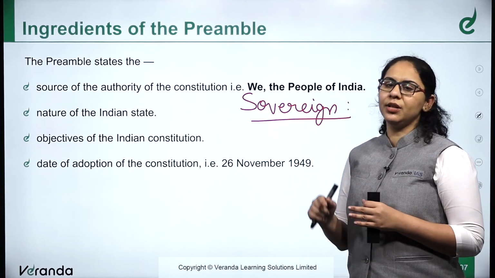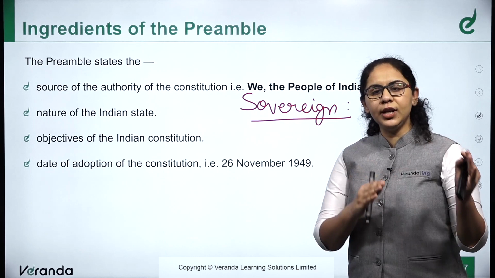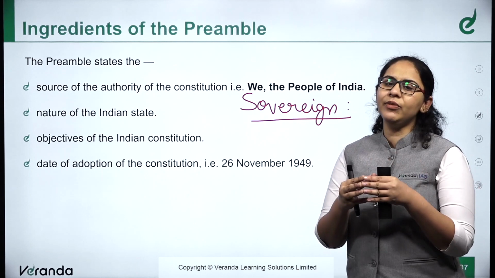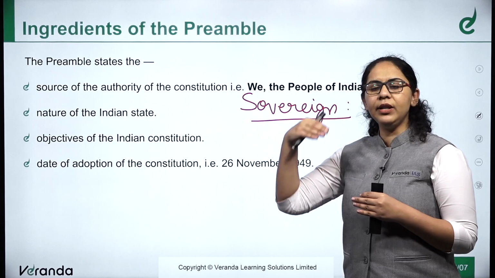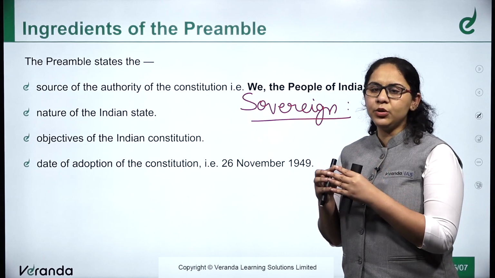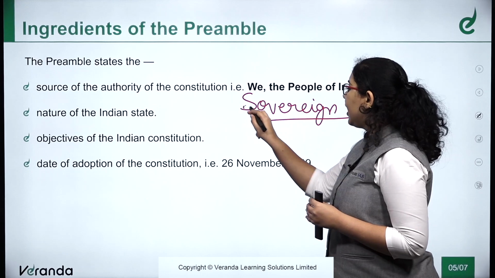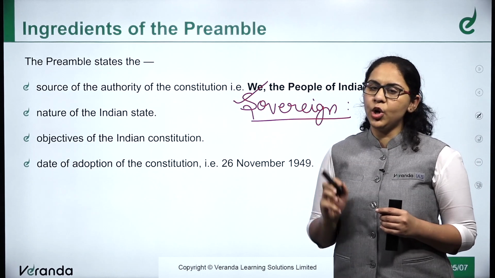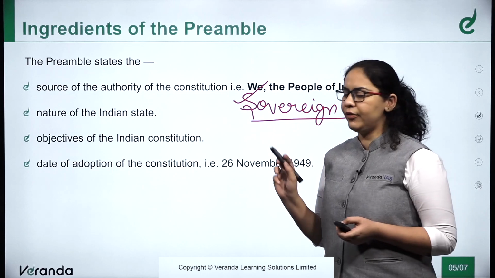Why was this important? This was important because when we got independence in 1947, we had been a colony of the Britishers for the last 100 to 200 years. And in the last 200 years, what we saw was that they were dominating us, interfering in every affair of ours. Even when colonies were getting freedom, the Britishers were still trying to influence their international affairs. So to avoid that, India deliberately included in the constitution that we are a sovereign nation. We are not at all going to allow any interference in our internal affairs as well as external affairs.